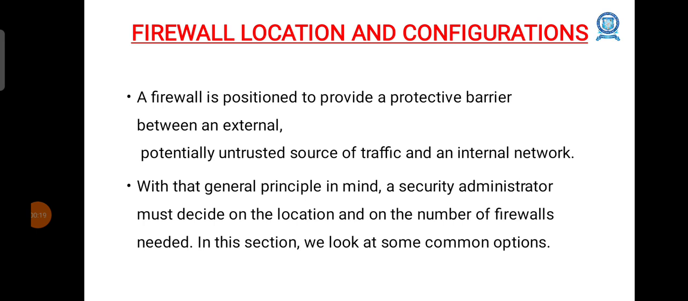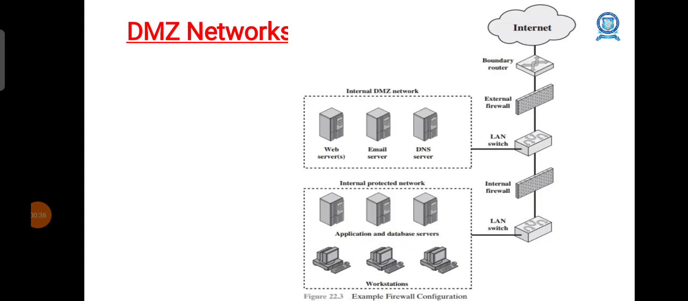A firewall is positioned to provide a protective barrier between an external and potentially untrusted source of traffic and an internal network. With that general principle in mind, a security administrator must decide on the location and on the number of firewalls needed. One way of locating the firewall is DMZ networks, demilitarized zone networks. This is the organization of DMZ networks.